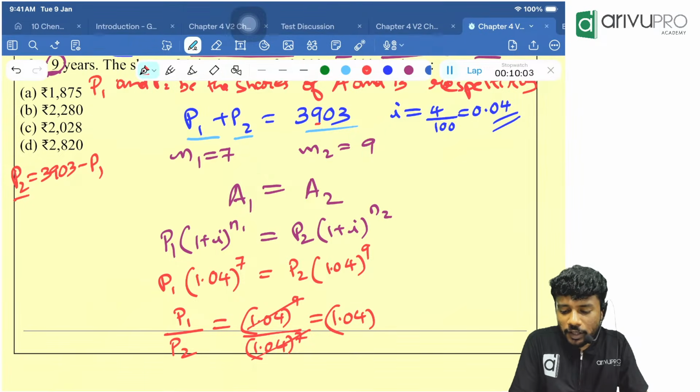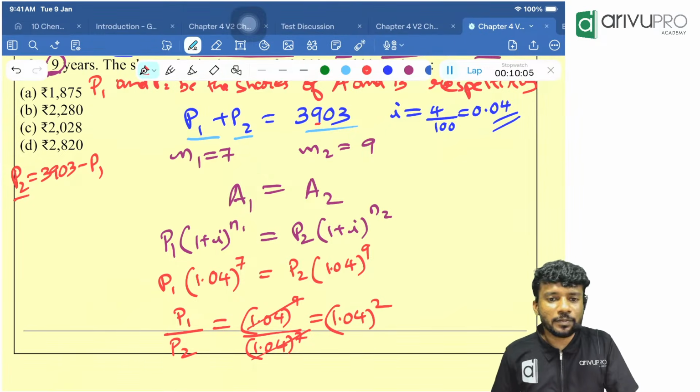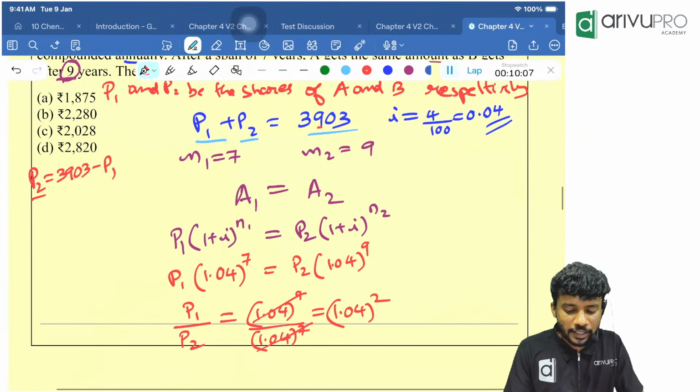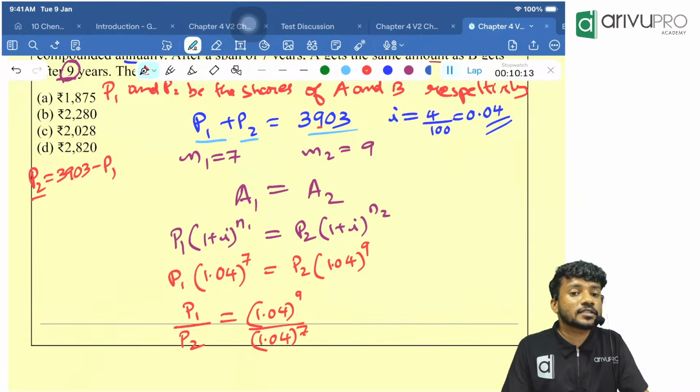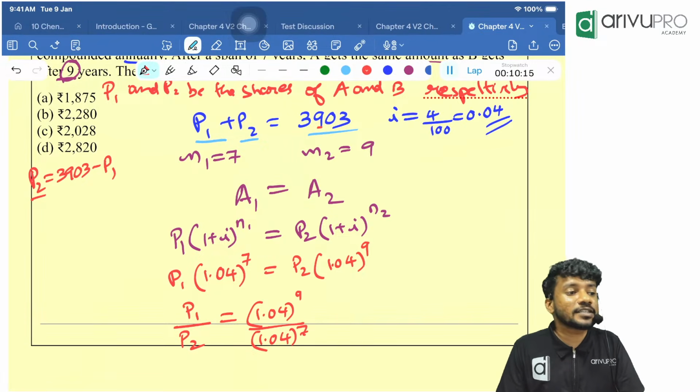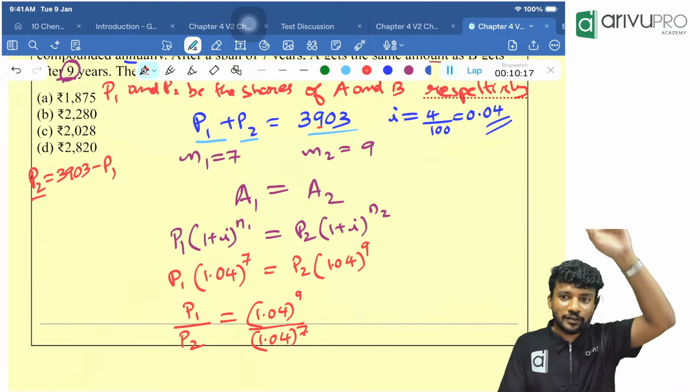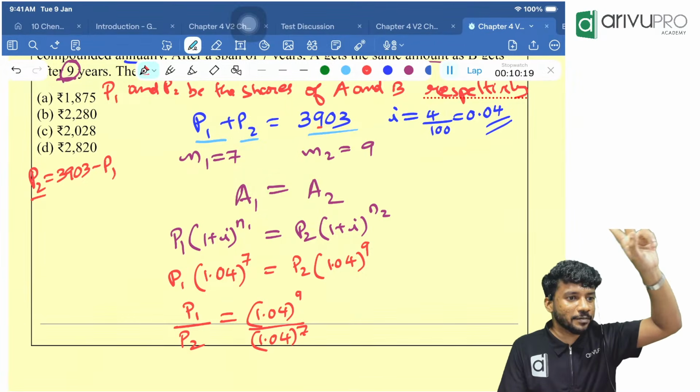1.04 the whole power 2 will remain. Now people, I am taking you to the option hitting part. Before that, how did I write that? 2 raised to 5 divided by 2 raised to 3 is how much? 2 raised to 5 and 3 will be there. 5 minus 3 will become 2.